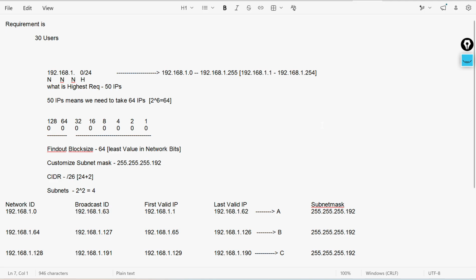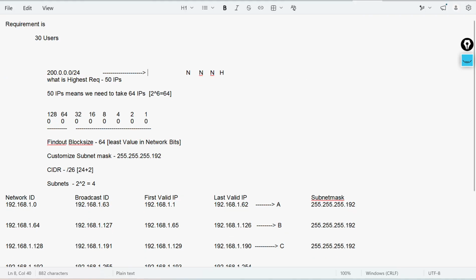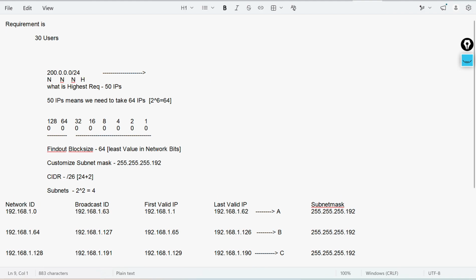We can take any Class C network. We can take the 192 series, or 193 series, or 194 series up to 223. You can take any network. For example, I am taking the network 200.0.0.0/24. This is my network, a Class C network. From this network, I want 30 IPs. So what is the range of this network?